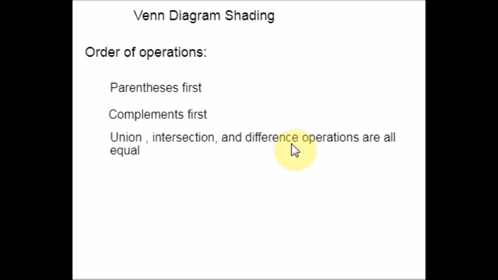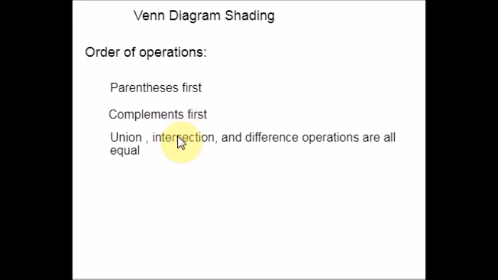Just like with numbers, we use parentheses if we want an operation to be done first. Okay, just like with numbers, we always do anything in parentheses first. If there is more than one set of parentheses, we work from inside out. Okay, and the next thing is we do complements first. You always have to start with the operation complement.